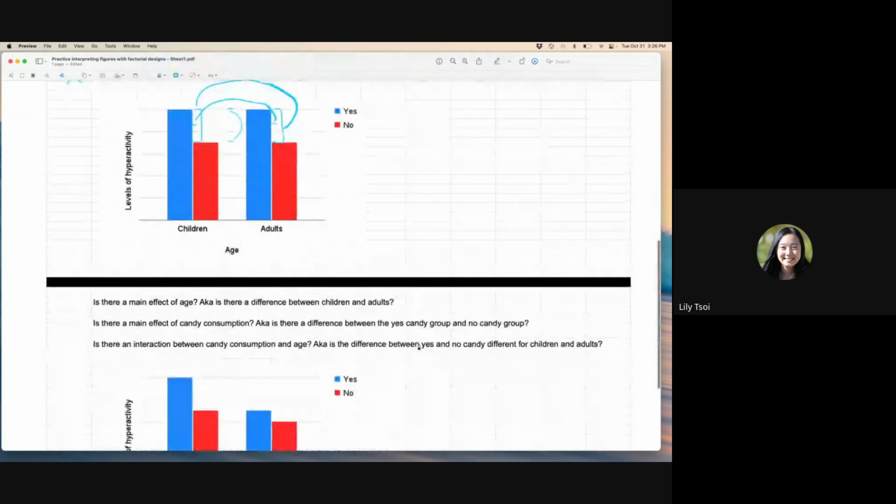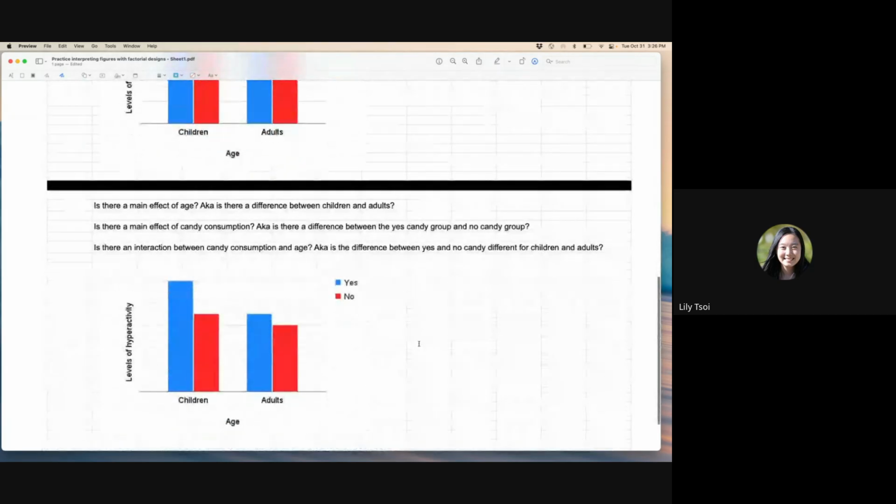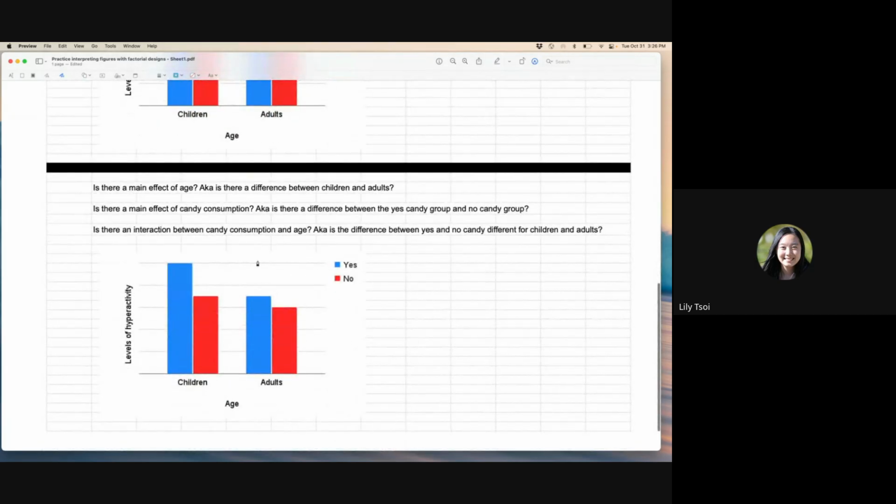All right, let's go through one more example here. All right, so again, slightly different graph, but same questions. Is there a main effect of age? AKA, is there a difference between children and adults? So let's calculate the mean for children. The mean for children is somewhere around here. Let's calculate the mean for adults. The mean is somewhere around here.